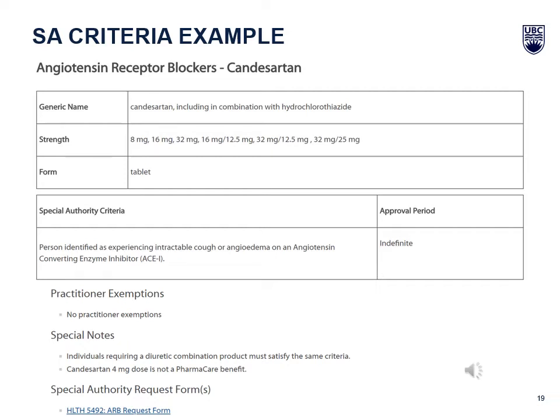If certain medications are prescribed by a specialist, say a rheumatologist or a respirologist, the specialist does not have to complete a special authority form in order to get that medication covered for their patients. The special authority will automatically be granted if the specialist prescribes that medication for their patients. Finally, at the bottom, we have a link to a specific special authority form to be completed and faxed to PharmaCare. In this case, there is a specific ARB request form, but for other medications, you may be directed to complete a general request form.